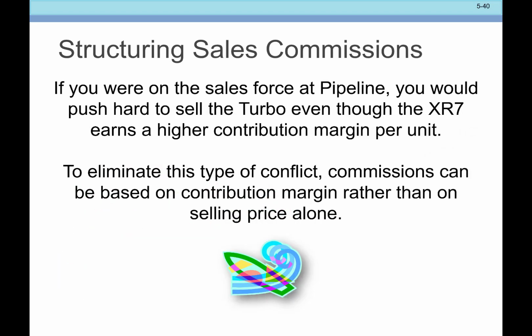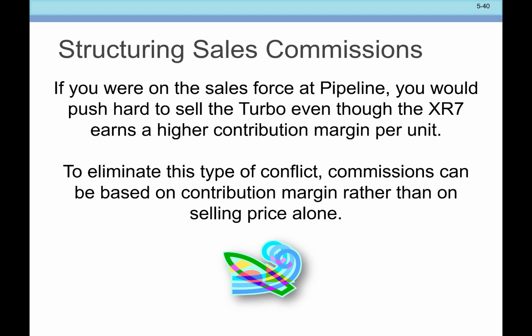Why don't you, as this book suggests, set up the commission on the contribution margin? Give them a percentage of contribution margin. Now they're like, oh, okay, I get it. Forget the $150 board. I want to sell the $100 board, right?